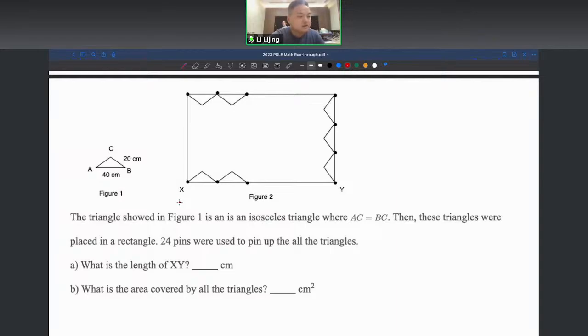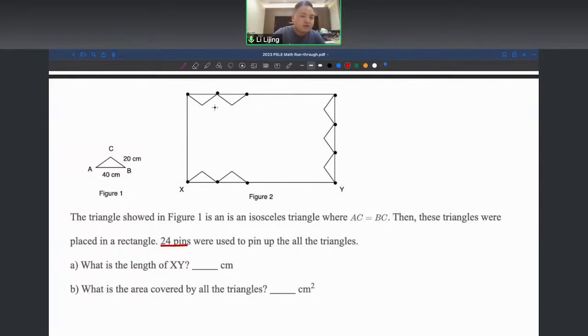Okay, let's just do part A first. I will just teach you the method, then you can check whether your method is correct or not. So the triangle shown in figure 1 is an isosceles triangle where AC equal to BC. Then this triangle will be placed in the rectangle. So you can see that the pin is always pinned at the bottom of the triangle. So in total there are 24 pins to use to pin all the triangles. So they ask you what is the length of X to Y.